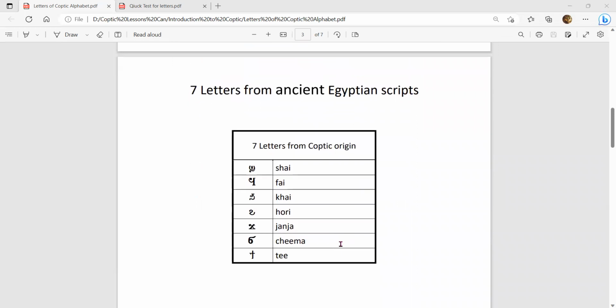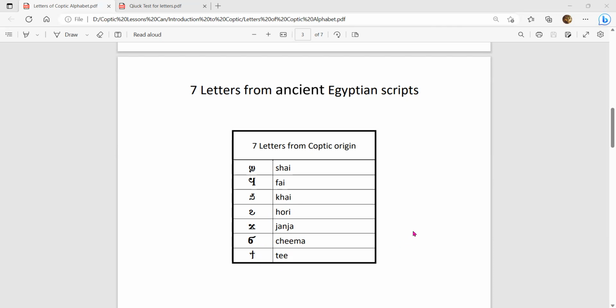The 7 letters from the ancient Egyptian script are Shai, then Fai, Khai, Hori, Janja, Chima, and the last one is Ti.